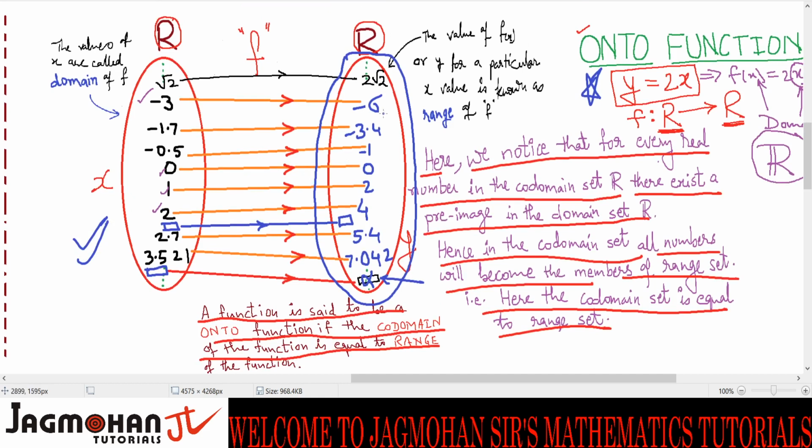It is a one-one function because every element of the range set has one and only one pre-image, and it is an onto function because no elements in the codomain set are left out. Every element has a pre-image in the domain set.